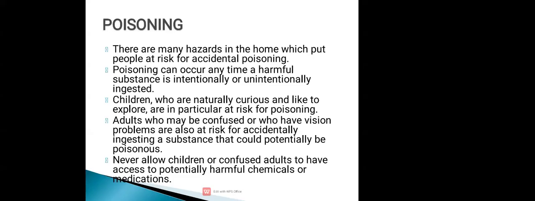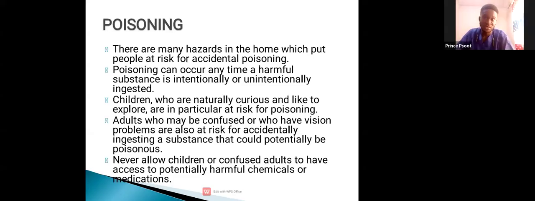Now, the next thing we are looking at is how to prevent poisoning, or what do we do in case of poisoning. Now, we know what poison is capable of, and we know what a poison is. There are many hazards in the home which put people at risk for accidental poisoning. Poisoning can occur anytime a harmful substance is unintentionally or intentionally ingested.